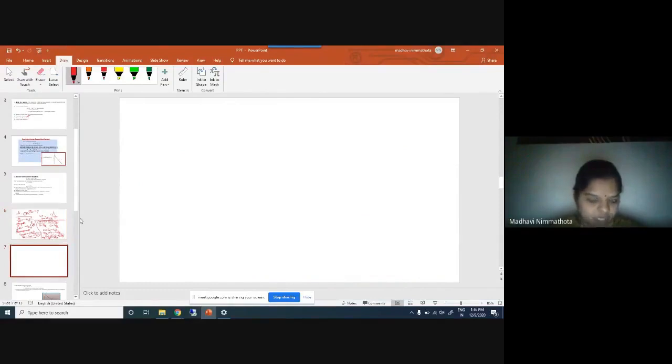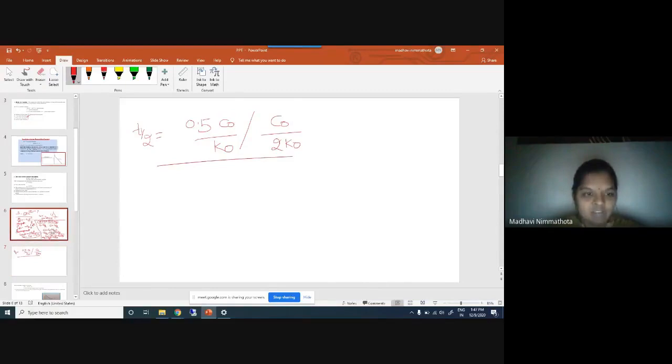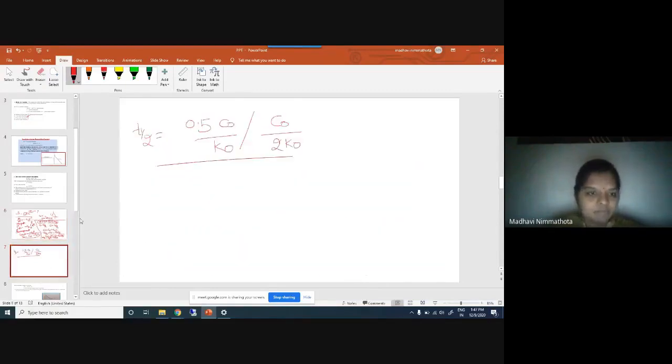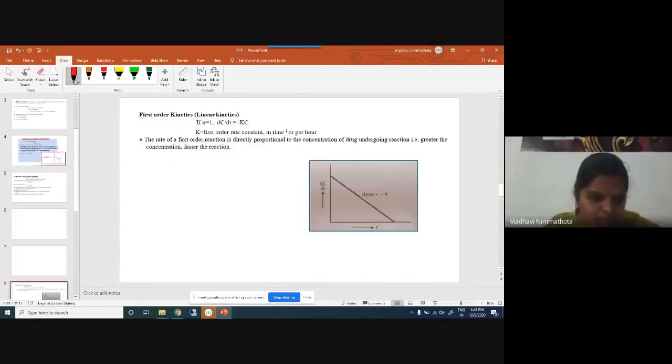So that's why your final equation for this zero order T half is T half equals 0.5 C0 by K0, or C0 divided by 2K0. This is the half-life for zero order kinetics. So remember it, 0.5 C0 divided by K0. So how will you get this equation? From this derivation. Okay, so then first order reaction.